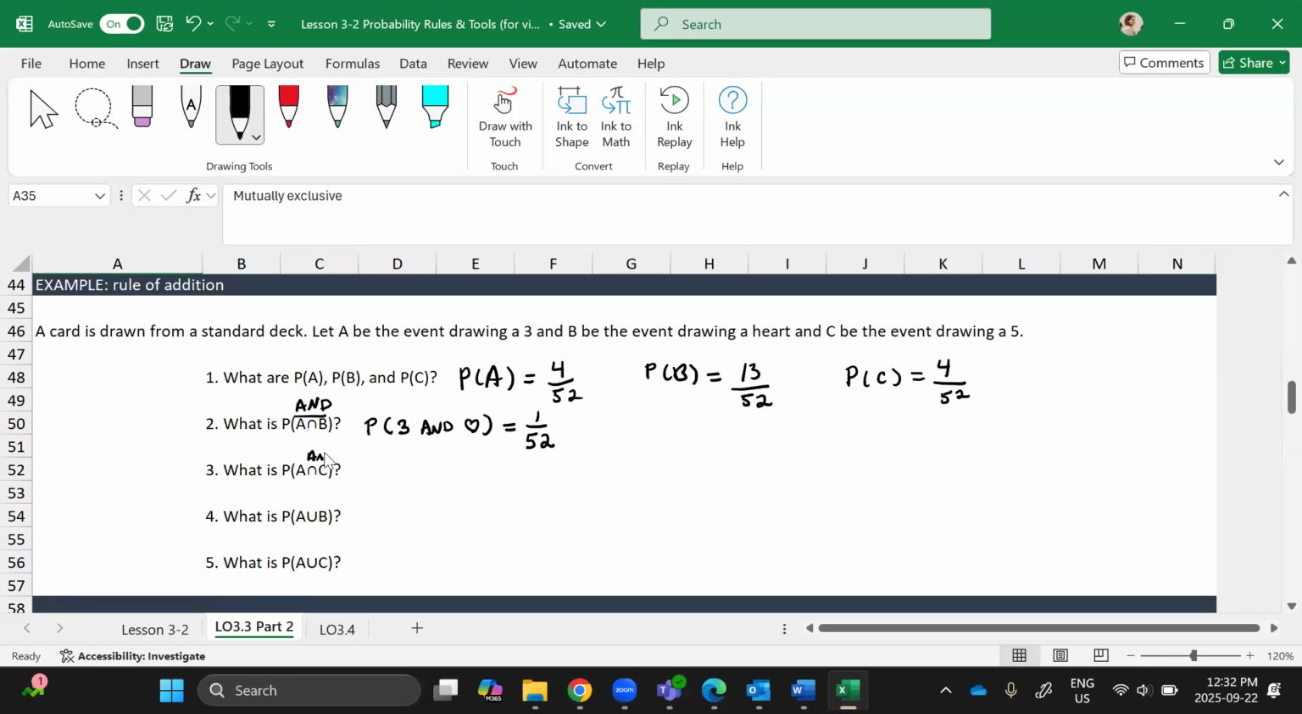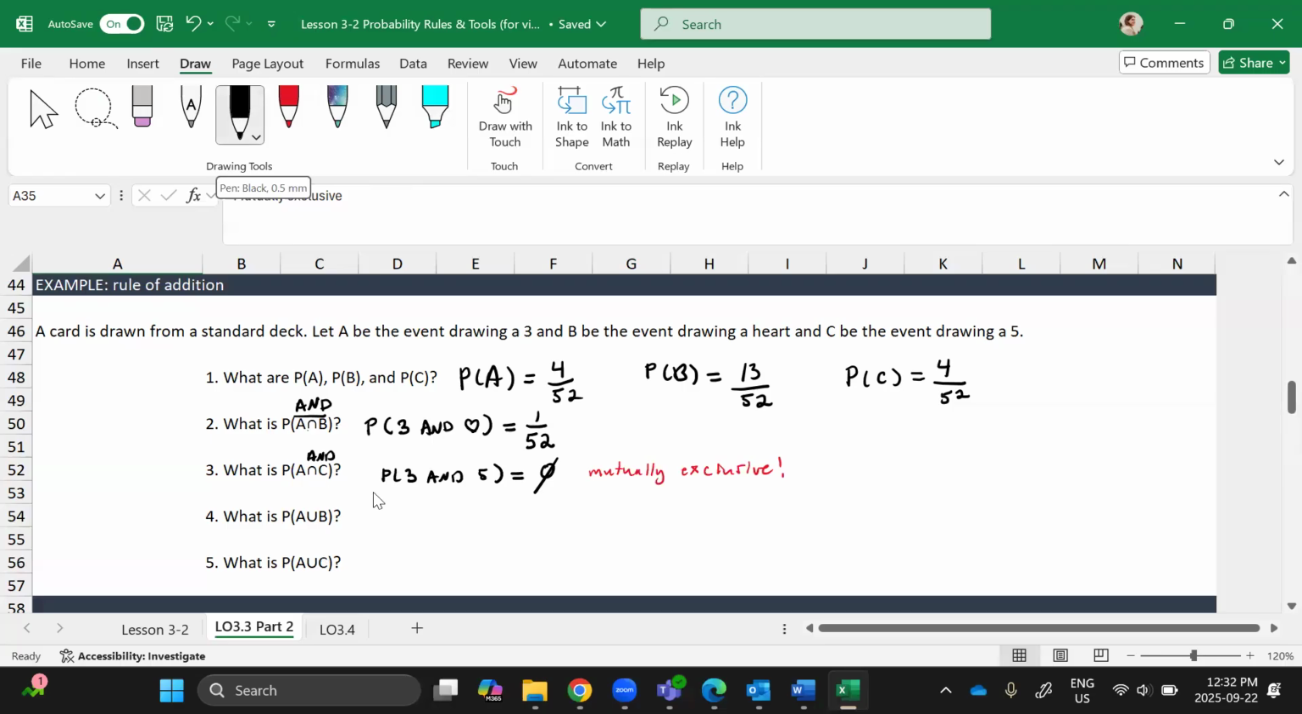Then the probability of A and C. That one's saying 3 and 5. Can a card be both a 3 and a 5? No, so that's the empty set. Another way of saying that is those two events are mutually exclusive. They can't happen at the same time because you can't get a card that's both a 3 and a 5 at the same time.